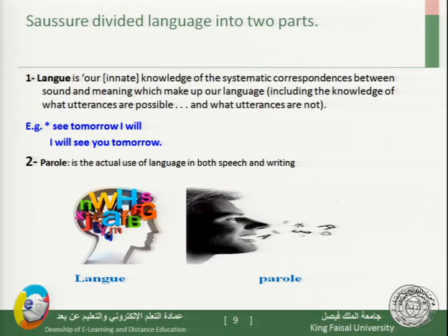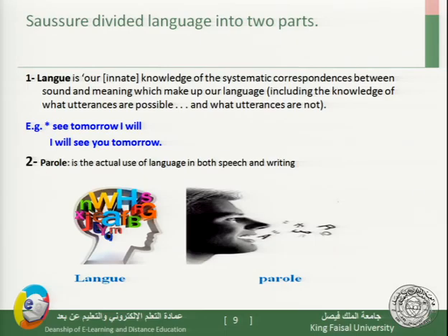So the word langue means our competence, our ability to create the concepts that correspond with the words that we know, the words that we hear, the words that we read. This competence includes our ability to judge grammatical sentences from ungrammatical sentences. Now, if we have this example, "see tomorrow I will," of course, our competence, our langue, will tell us this is not a grammatical sentence. We can judge immediately that this is not acceptable, this is not a well-formed sentence, there is a problem with the structure of this sentence.